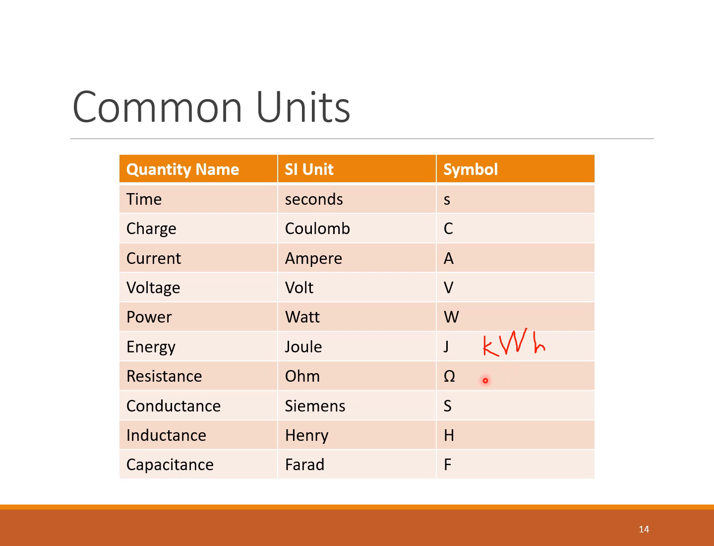We've already talked about resistance being in ohms, and we use the Greek omega. Conductance is Siemens, S. We've not talked about that yet, but we'll get to that a bit later. And then inductance, henrys, H, and capacitance, farads, F. We've talked about those as well.